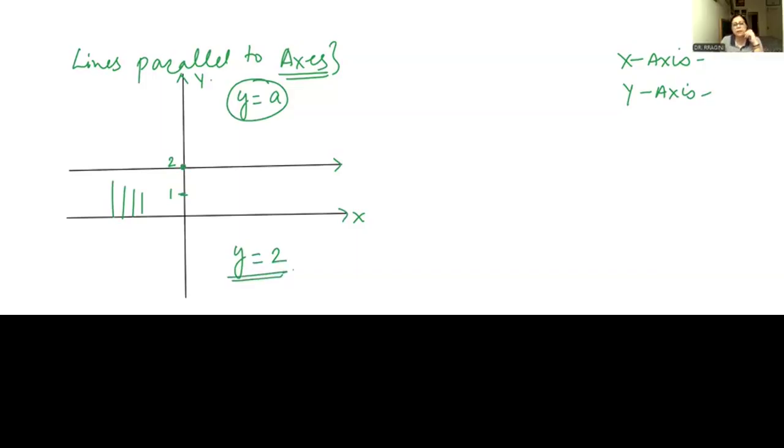So when the line is parallel either to x-axis or y-axis, the equations are simply equal to the coordinate on the other axis. Like here, the line is parallel to x-axis, but the equation is of the form y is equal to a, right? Let's say we have a line which is parallel to y-axis.